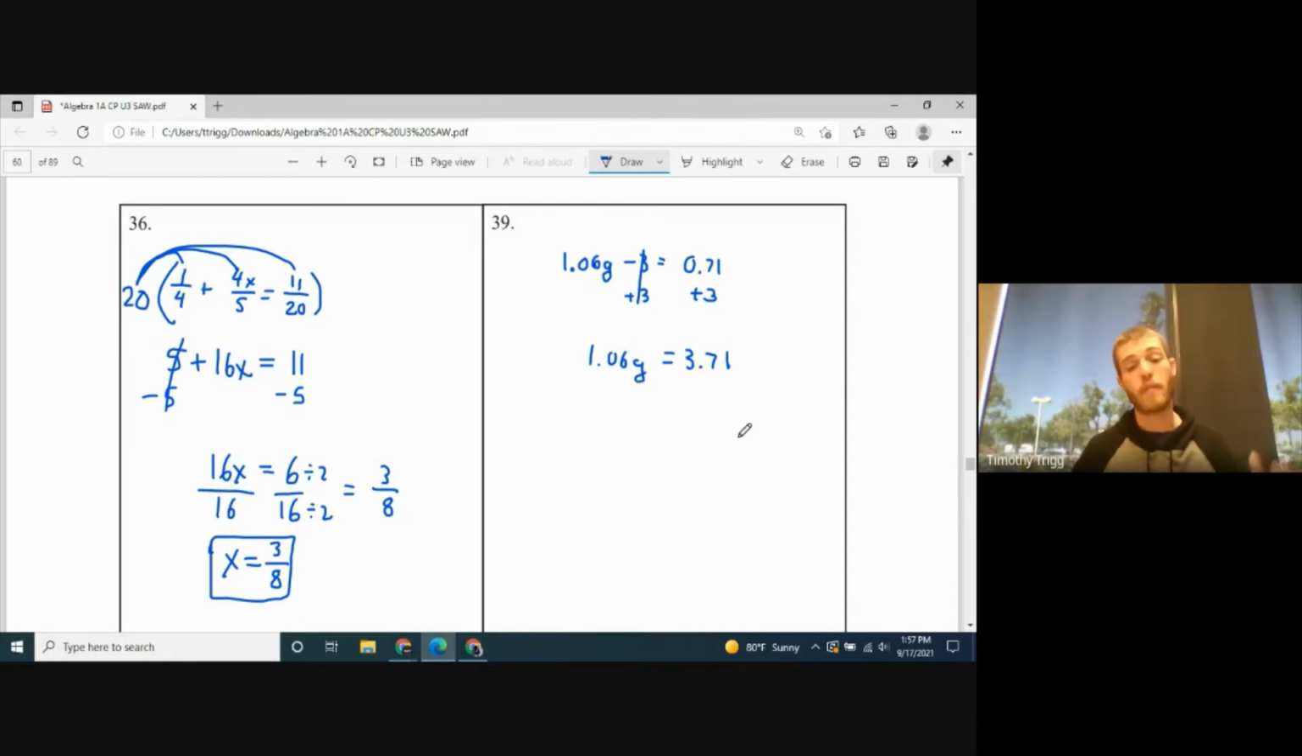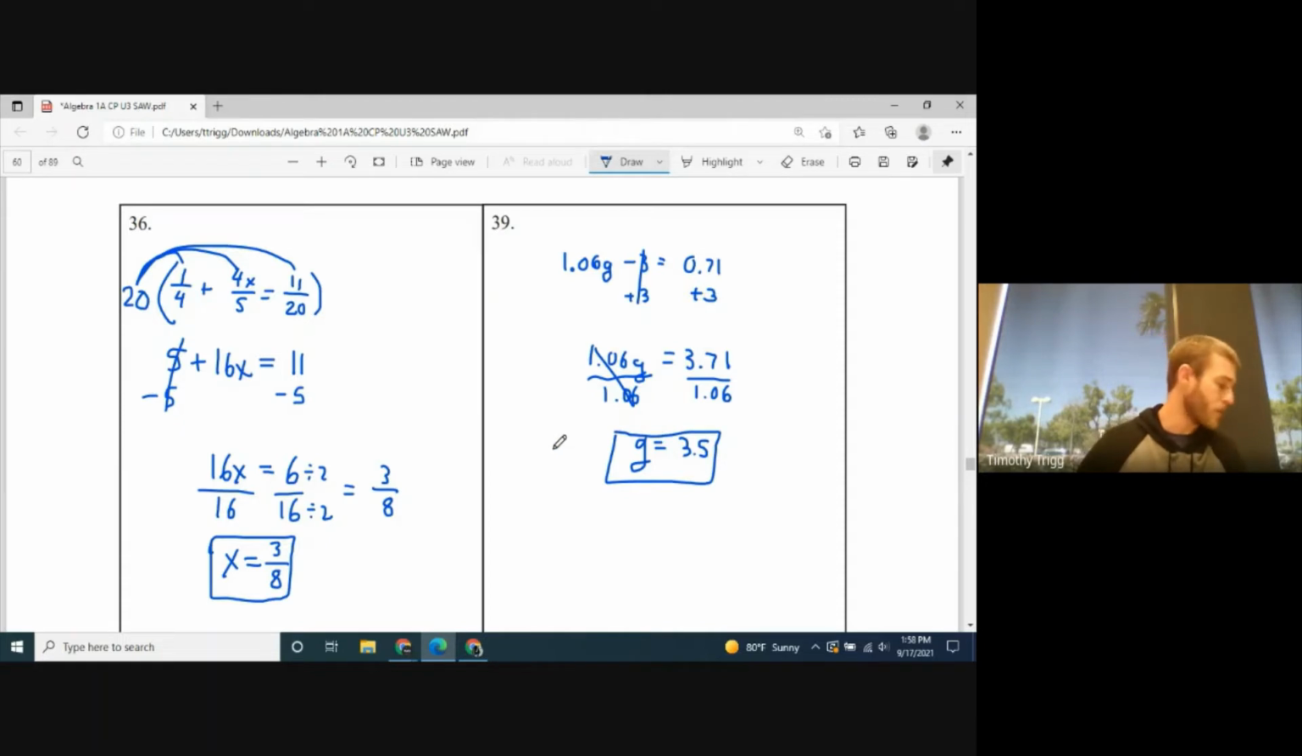Now, same as before, if I want to get rid of this 1.06, I'm going to divide by that. So divide by 1.06, both sides of the equation. Okay, so really it's no different than what we've done. And of course, you could always use the calculator. I am not anti-calculator. Feel free to use the calculator whenever you need to. In this case, g is 3.5. So it didn't really complicate things too much.